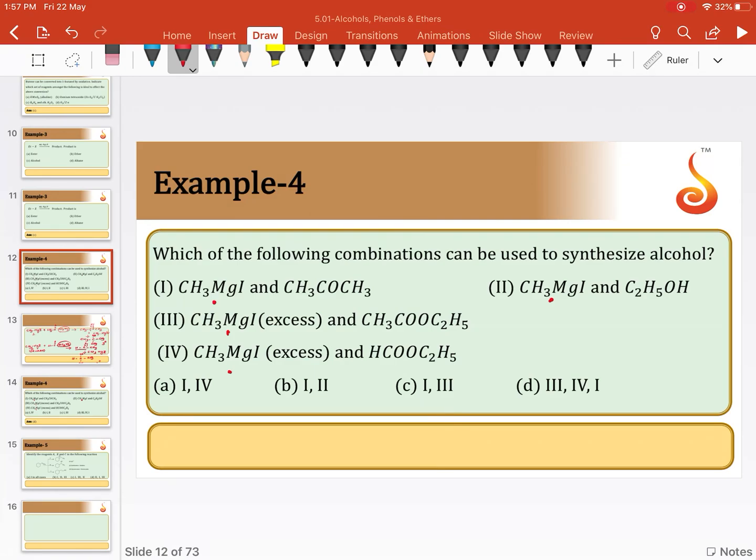Any other aldehyde reacts with Grignard reagent to form secondary alcohols. And ketone reacts with Grignard reagent to form tertiary alcohol. So in the first option, Grignard reagent is treated with ketone. So let us know the shortcut for this equation.